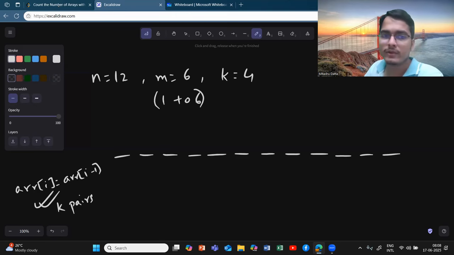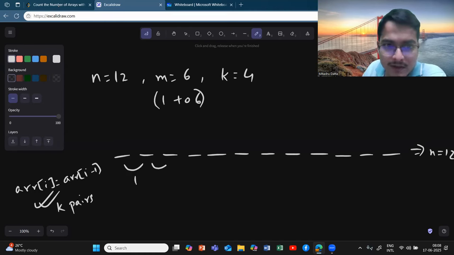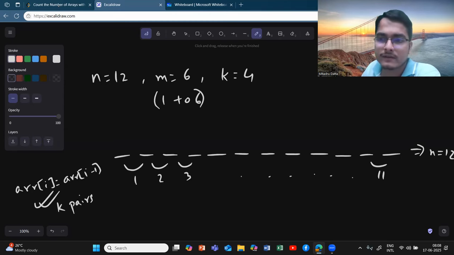So first of all, you have to tell me in an n length array of n equals to 12, how many such pairs exist? How many such total pairs exist, by taking care of no conditions? You can see this is the first pair, this is the second pair, this is the third pair, and so on. We have the 11th pair. Since there are 12 dashes, there must be 11 pairs. Okay, so can you say that there must be n minus 1 pairs in total?